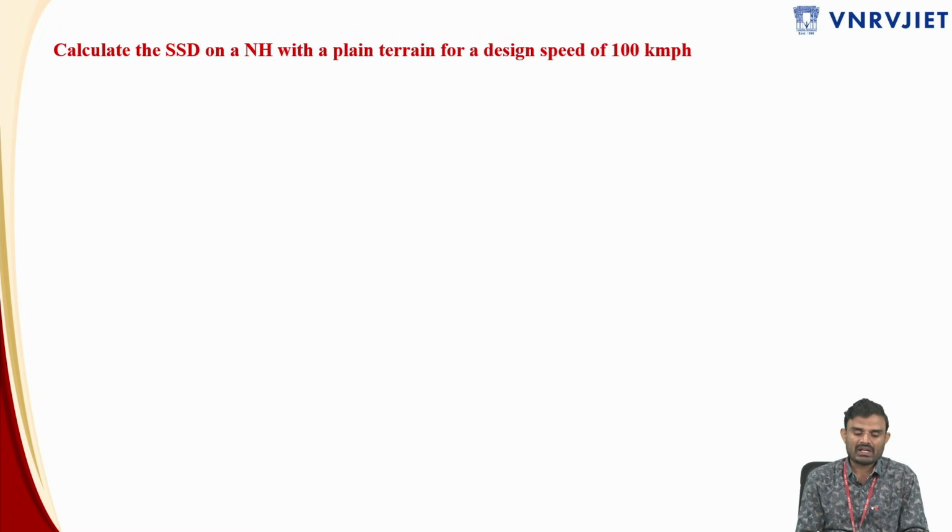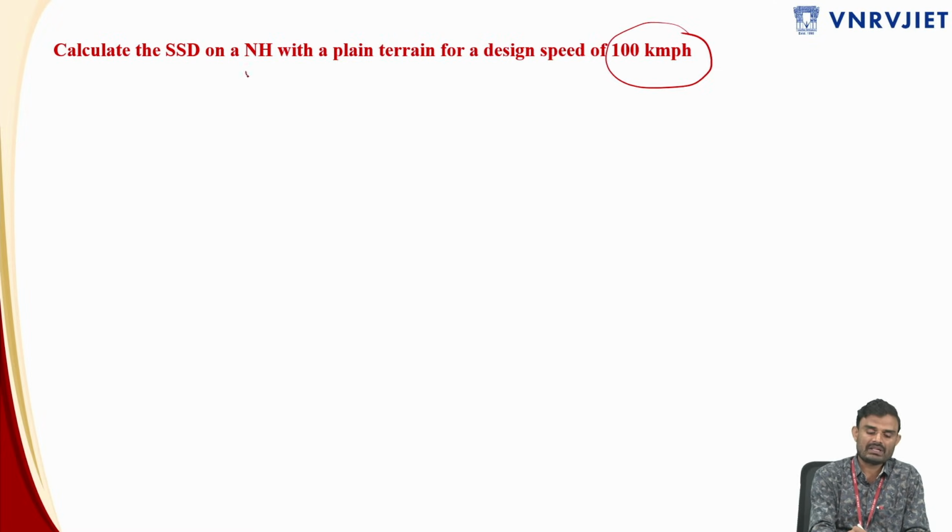Calculate the SSD on a national highway, which is existing on a plain terrain for a design speed of 100 kmph. Here in the question they have given the design speed of 100 kmph, but sometimes they will not give the speed also. Based on understanding the nature of the highway along with the type of the terrain, you should be able to understand what is the ruling design speed and what is the minimum design speed.